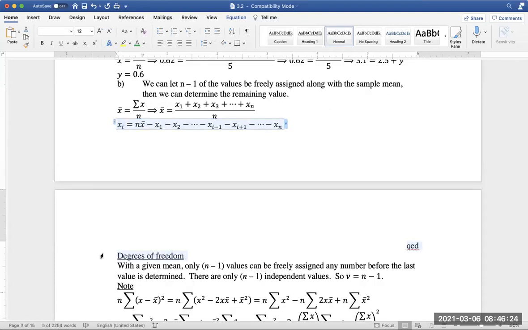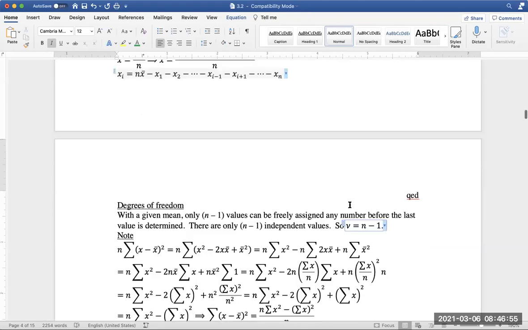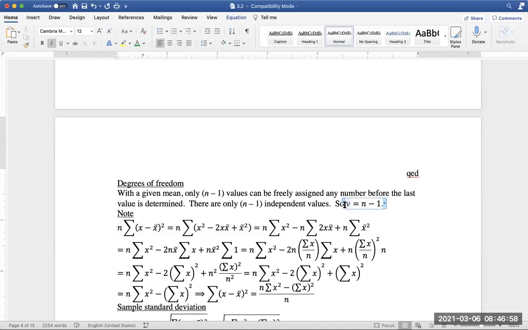So my degrees of freedom with a given mean: only n-1 values can be freely assigned any number before the last value is determined. There are n-1 independent values. So the degrees of freedom, which we will usually denote with this Greek letter nu, is n-1. Sometimes people write df for degrees of freedom, but nu is much more common.